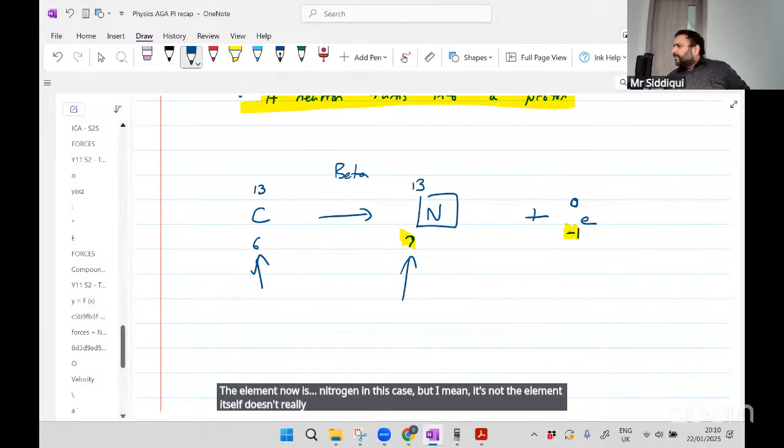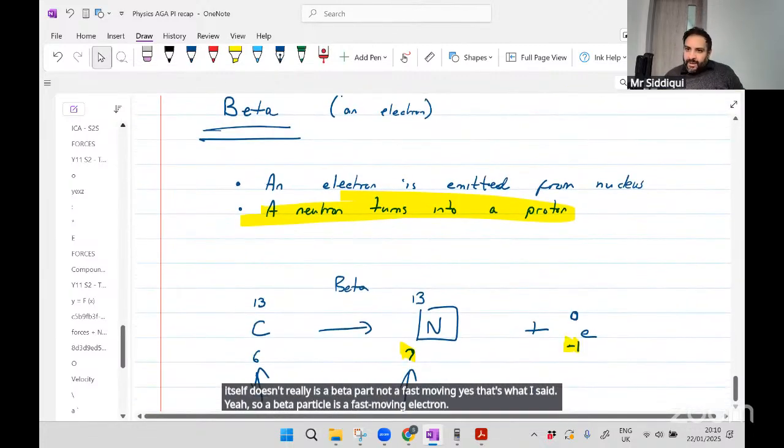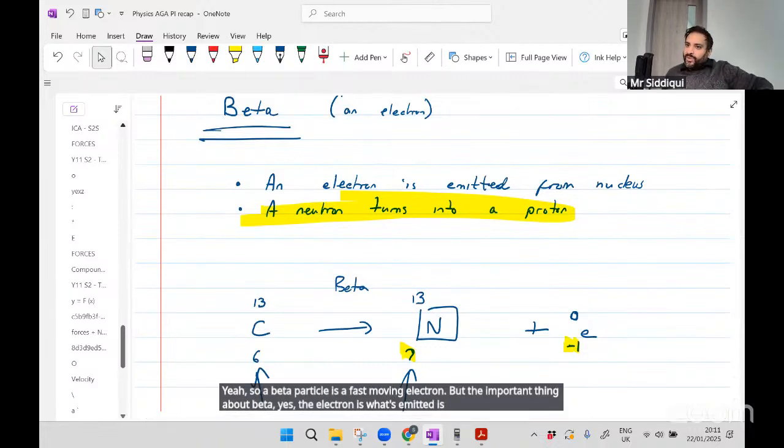Is a beta particle not a fast moving electron? Yes, that's what I said. A beta particle is a fast moving electron. But the important thing about beta, yes, the electron is what's emitted, is how that affects what's left behind.